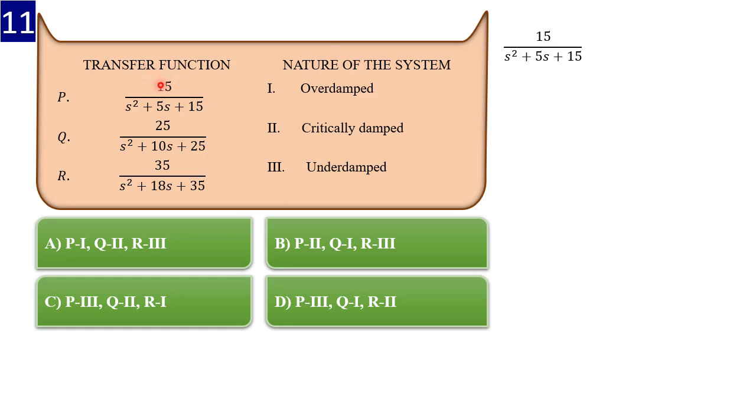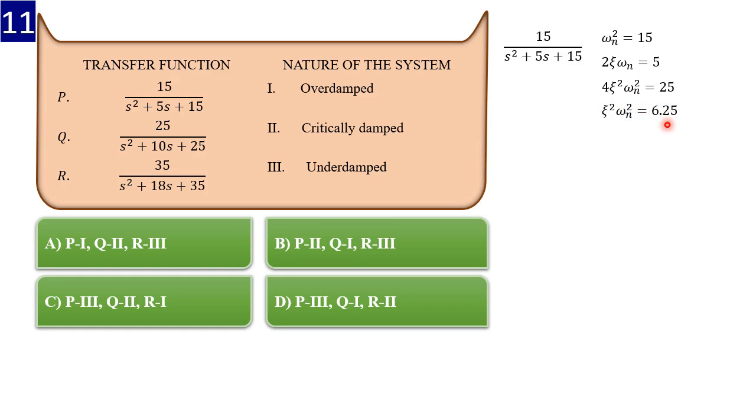As you can see, this is not a perfect square omega n square, so how are we going to do it in a simple way? We have to do nothing, just take it as omega n square only. So 2 zeta omega n is 5; square both sides. It will give you 4 zeta square omega n square equal to 25. Now omega n square is 15.